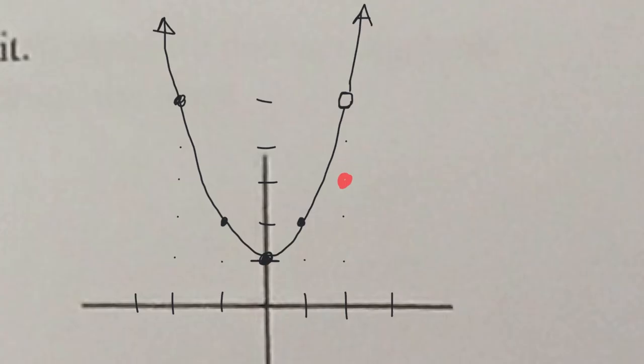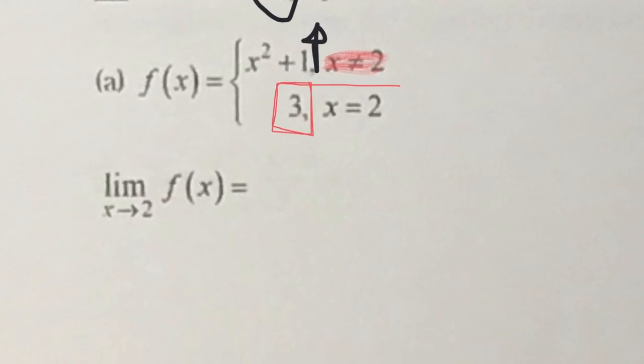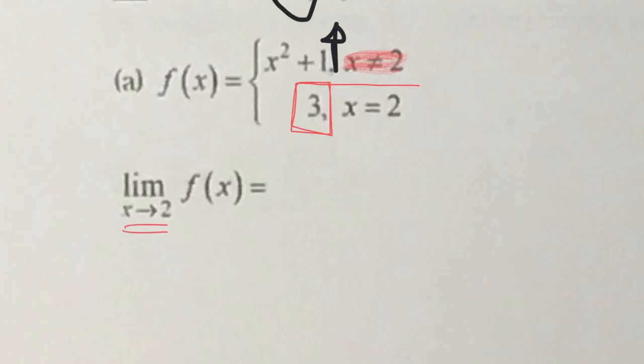Okay, so that is the graph of our piecewise function. It's x squared plus 1 everywhere except at positive 2. And when it's positive 2, we have the point at 3. So let's see what we're asked to find. We're asked to find the limit as x approaches 2.